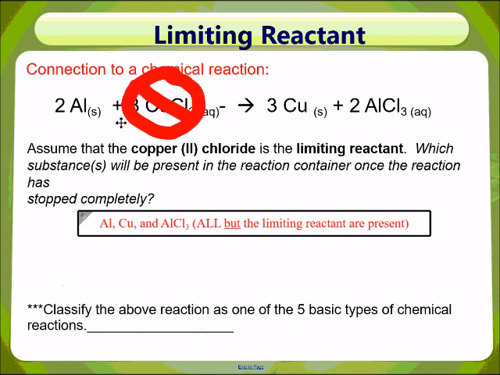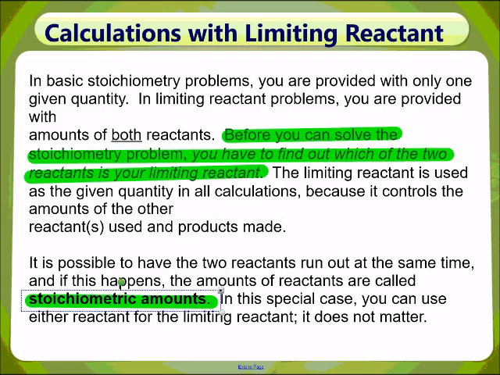Now think about this. What kind of reaction is this up here? The answer would be single replacement. Okay, so in basic stoichiometry problems, you are provided with only one given quantity. In a limiting reactant problem, you are provided with amounts for both reactants. Before you can solve the stoichiometry problem, you have to figure out which of those 2 reactants is your limiting reactant. The limiting reactant is used as the given quantity in all calculations after that, because it controls the amount of the other reactants used and products made.